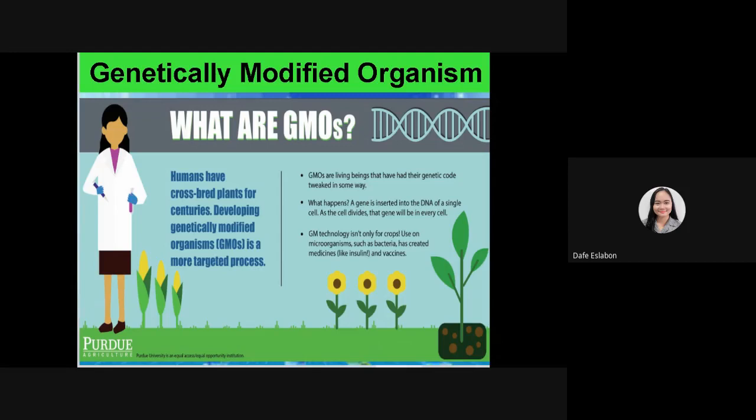Also, this genetically modified organism technology is not focused only on crops. It's also used on microorganisms like bacteria, which has created medicines like insulin and vaccines, which are consumed and used for treating illnesses and sickness among humans. And humans have crossbred plants for centuries. Developing GMOs is a more targeted process. Now, for us to know more about how GMO applies in crops or foods, let's watch this.